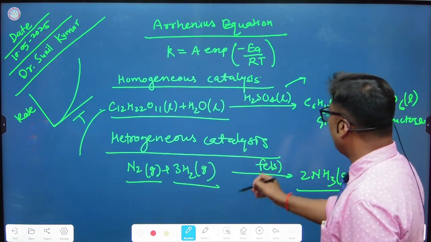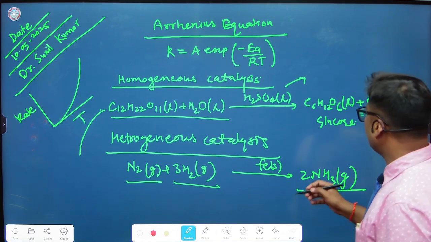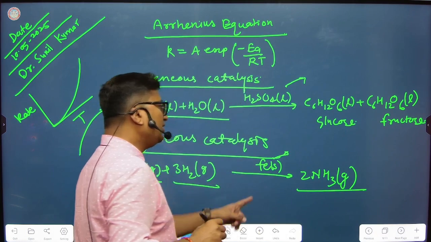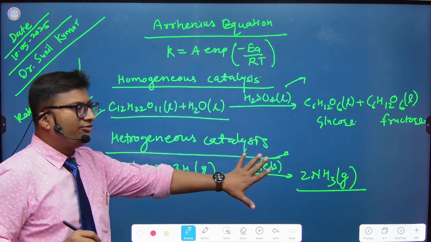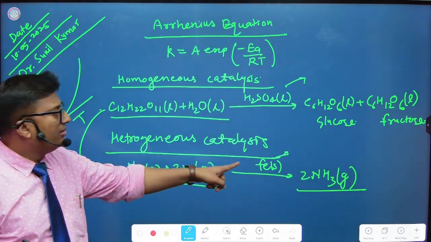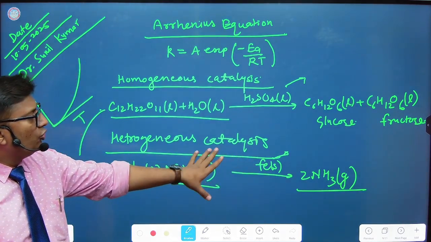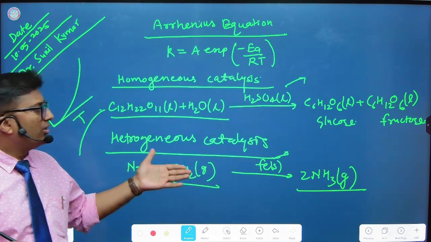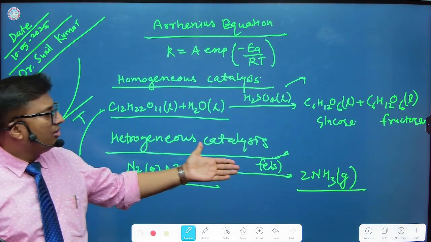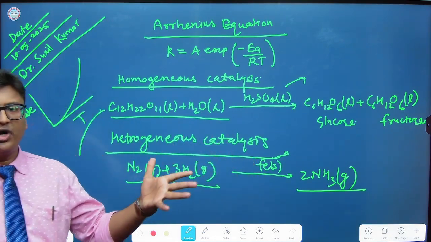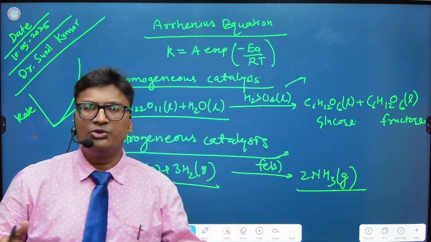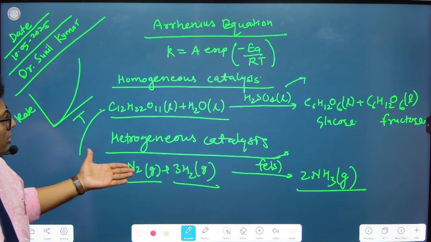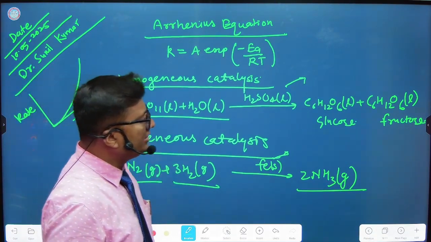This particular reaction actually requires a catalyst. That is iron, iron in a solid form. So here iron acts as a solid catalyst and these are gaseous reactants. So gaseous reactants and solid catalyst, both are in different phases. So you can simply say that this is a very good example of heterogeneous catalysis, right?